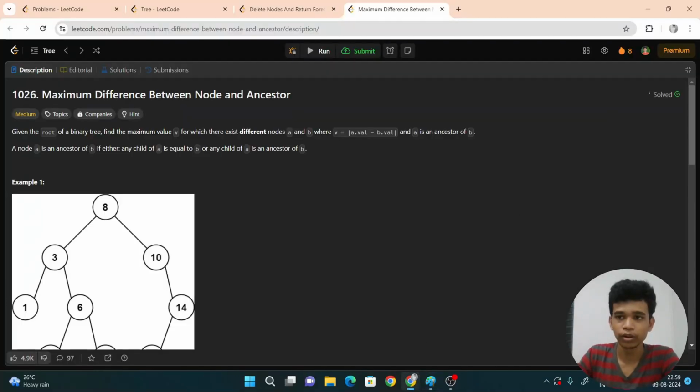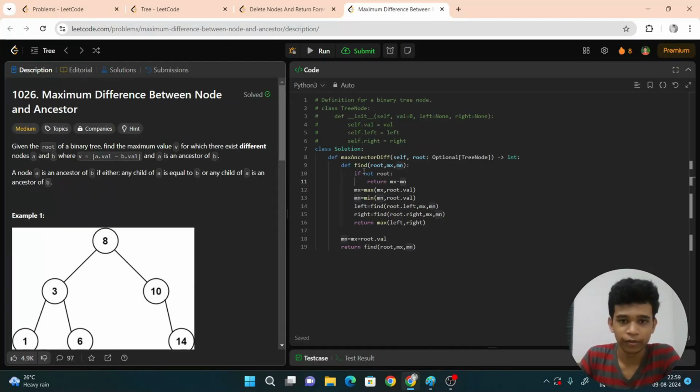Okay, now it's time to see the code. See here: def find(root, maximum, minimum). If not root, then what should I do? I should take the absolute difference between them. Instead of taking the absolute difference, I'm taking maximum minus minimum, since maximum is greater than or equal to minimum. Now maximum is max of maximum and root's value, and minimum is min of minimum and root's value. I'm passing this maximum and minimum while going to the left subtree and also the right subtree. This is the recursion call.